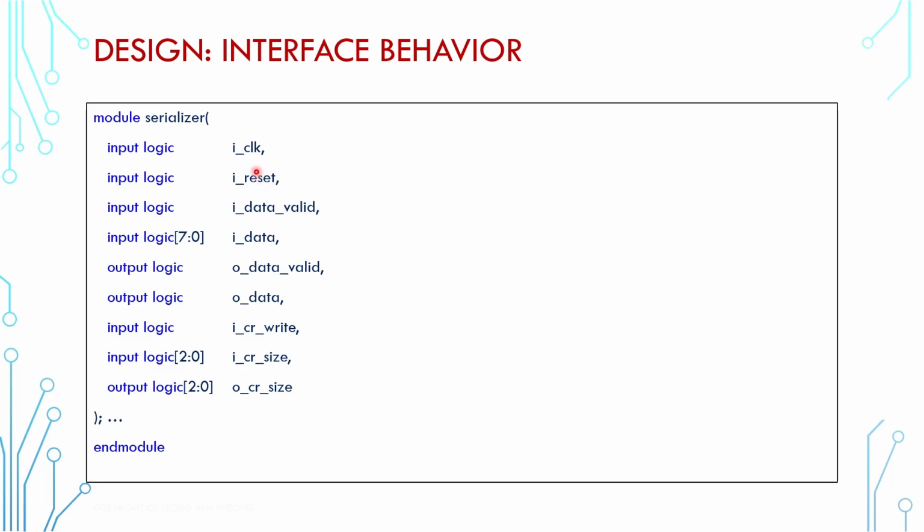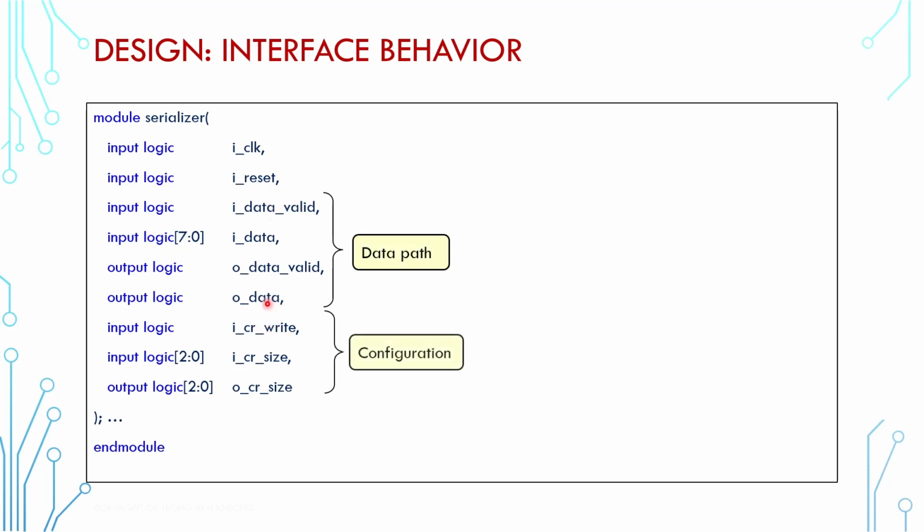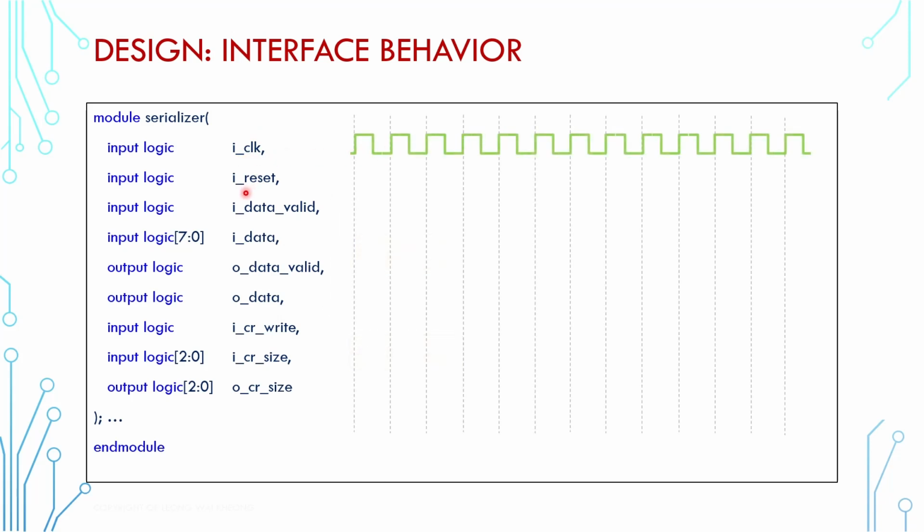Alright, let's begin. This is an input clock to the design. This is an input reset. And these pins are used for data conversion, and these pins are used for design configuration. And this is how the clock behaves. And this is an asynchronous reset. It is asserted at the beginning to put the design into a known state.